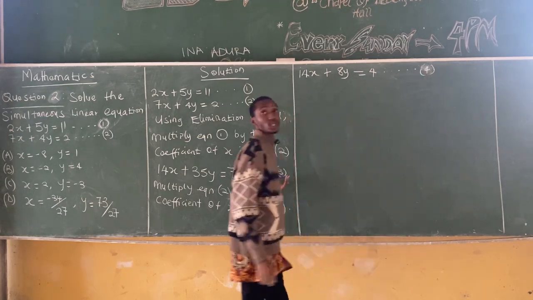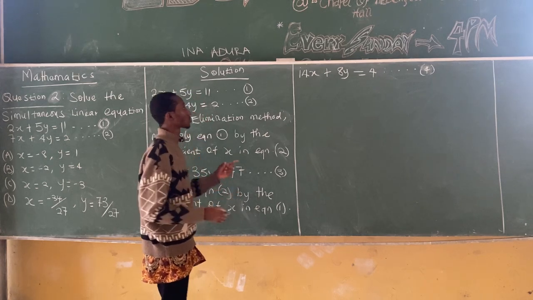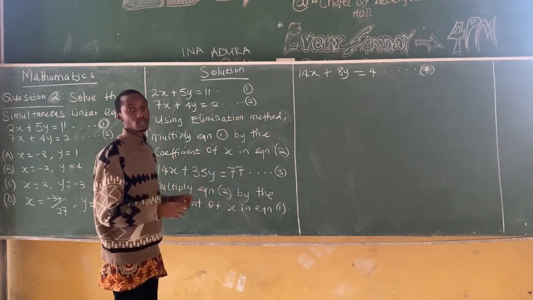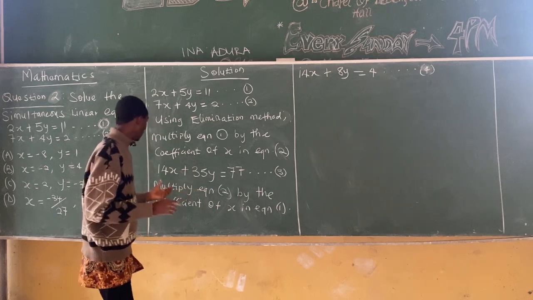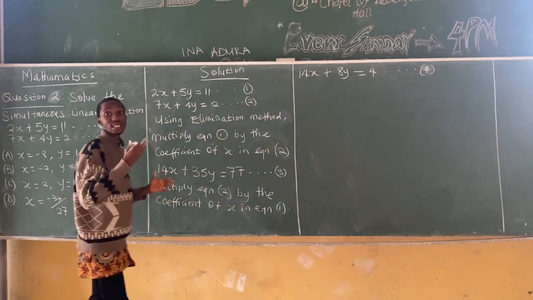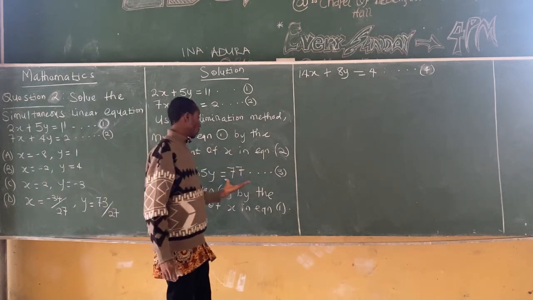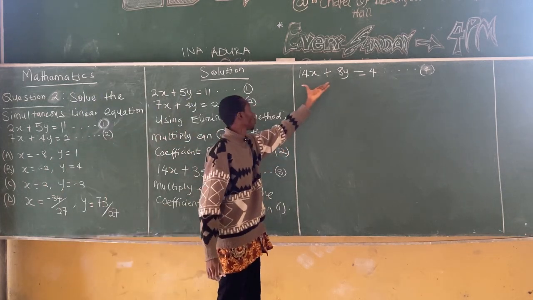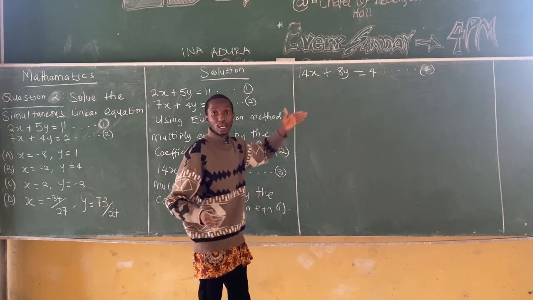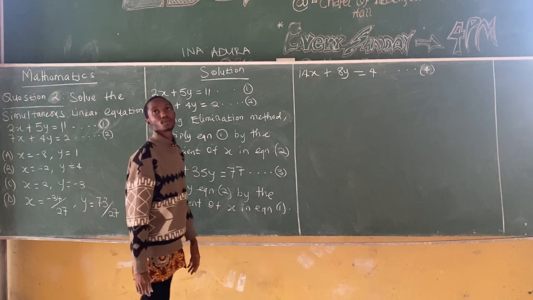Now we have gotten equation 3 and 4. The next thing we need to do is to subtract equation 4 from equation 3. If you observe, equation 3 and equation 4 have something in common that can easily eliminate x. It has 14x for equation 3. Equation 4 also has what? 14x. So when we subtract them, equation 4 from 3, we can easily eliminate x in this equation.